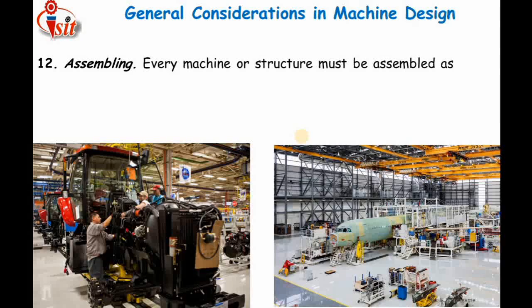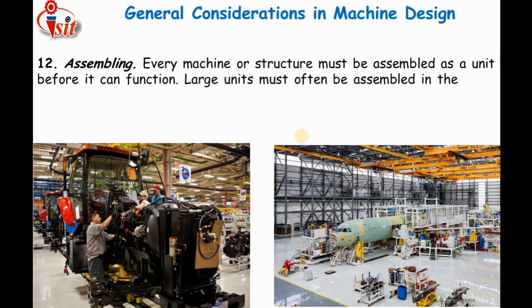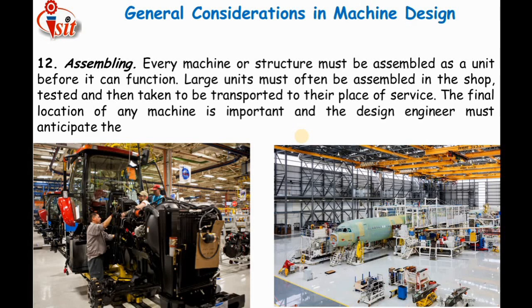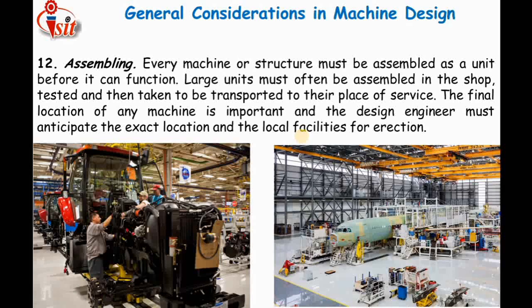Next is assembling. Every machine or structure must be assembled as a unit before it can function. A large unit must often be assembled in the shop, tested, and then transported to its place of service. The final location of any machine is important, and the design engineer must anticipate the exact location and the local facilities for erection. Sometimes a machine is assembled inside a large workshop, and testing is not possible there, because the working conditions required for that particular machine may not be available inside the plant.